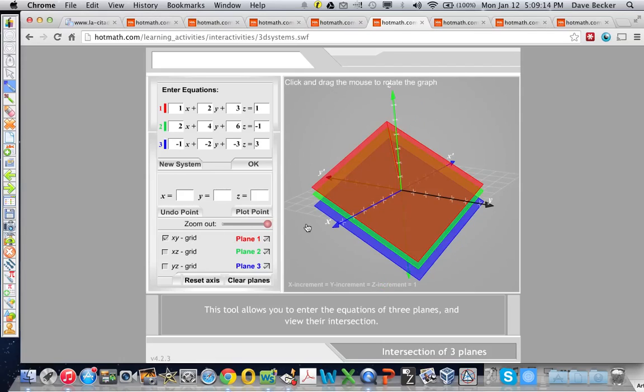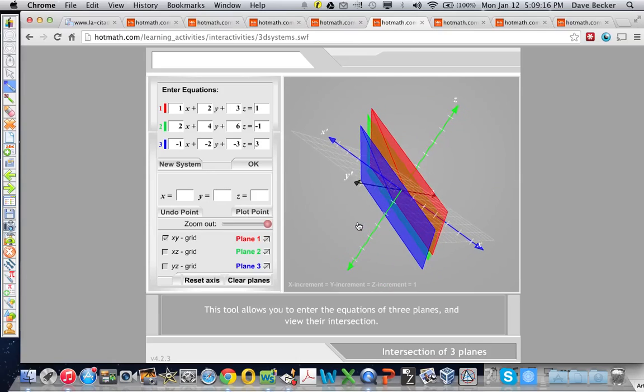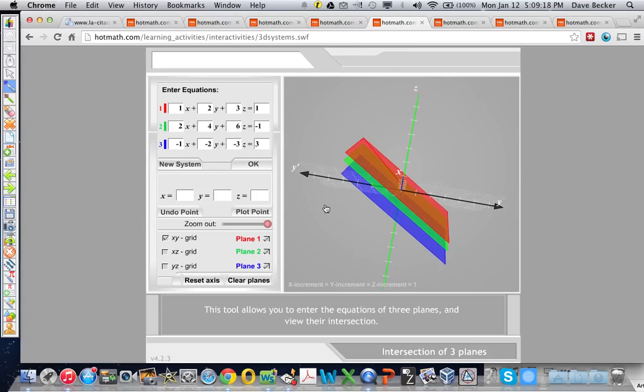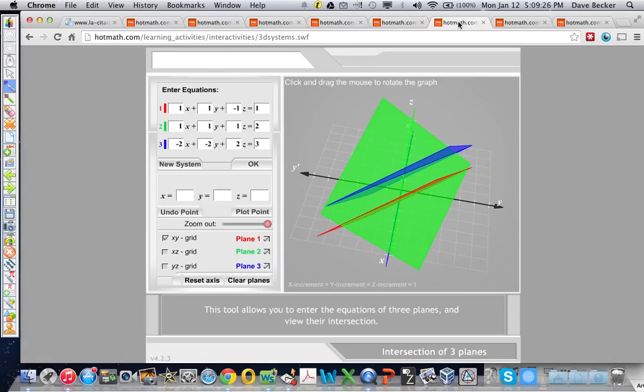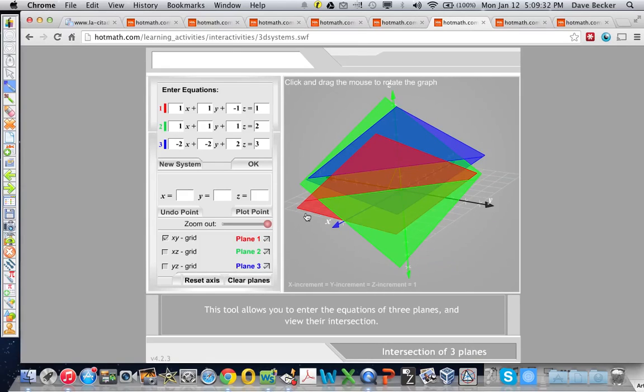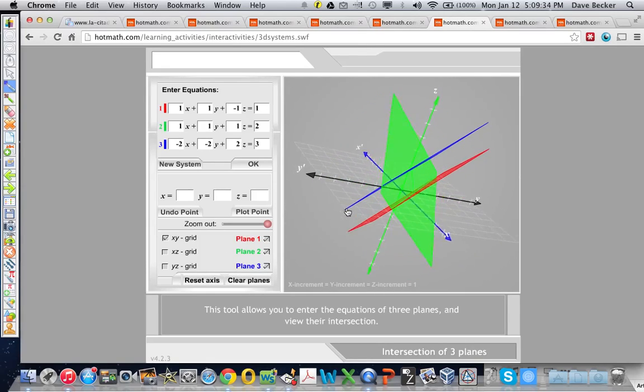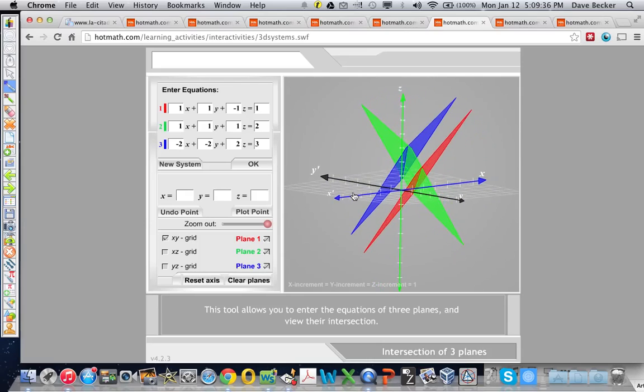I don't know why I like to reset the axis. I just do. But if we turn them, if I can get it just right, oh yeah, there you go. You can see that there's space in between all 3 planes, so they do not intersect. Here we have 2 parallel planes and one intersecting both of them, but yet none of them ever share any point. So there's a good view of it.